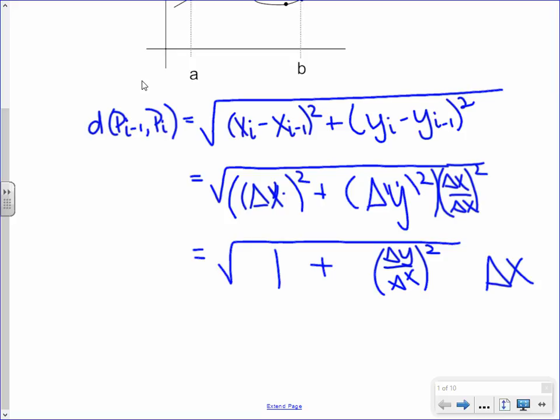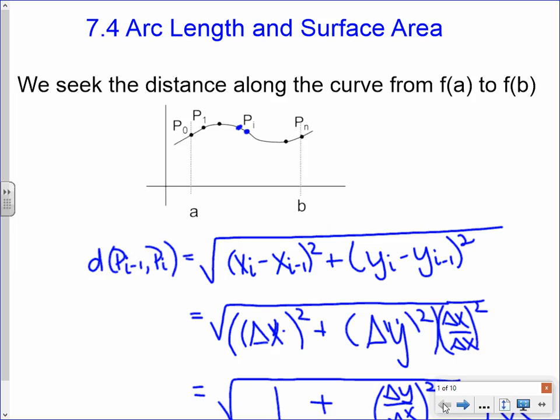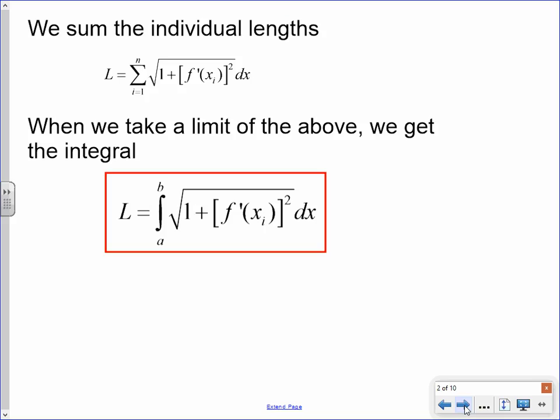Well, we're going to take the limit as delta x approaches 0, but we're also going to add up a bunch of these little pieces, right? So the summation. Delta y over delta x is just the same thing as the derivative, right? So we sum all of these together, and if we take the limit as this goes to infinity, here's our integral. Arc length is the integral from a to b of the square root of 1 plus f prime squared.